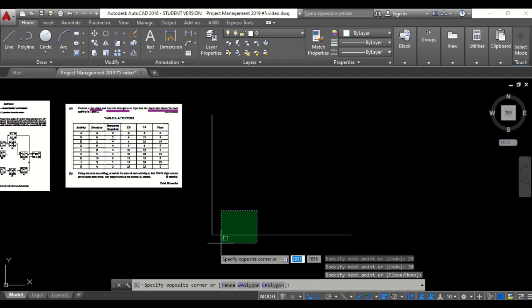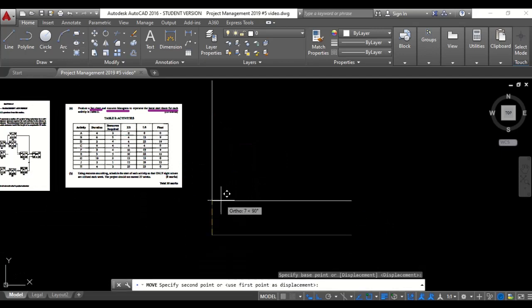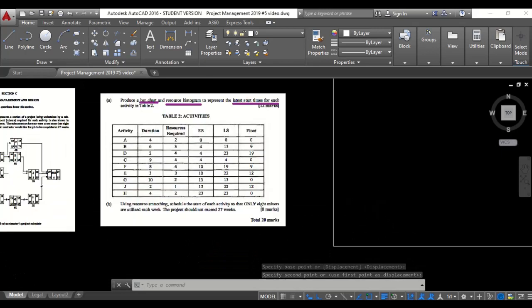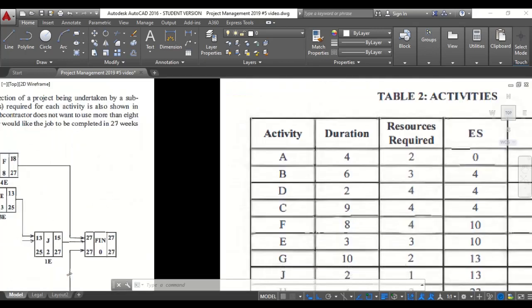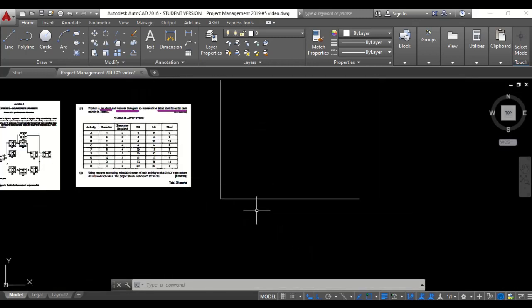Now, chances are we may have to expand on the vertical. I will need to expand on the horizontal because the contractor does not want the project to exceed 27 weeks. And each grid line will represent 1 week. So I'll need to go beyond 30. But on the vertical, not so sure.